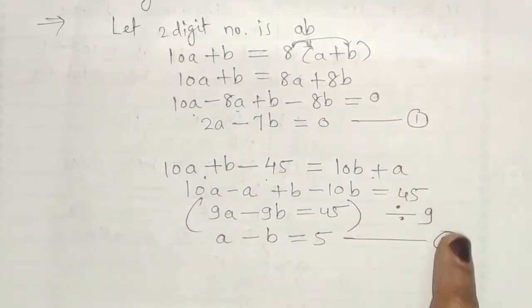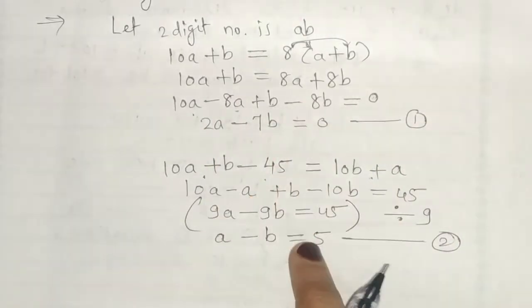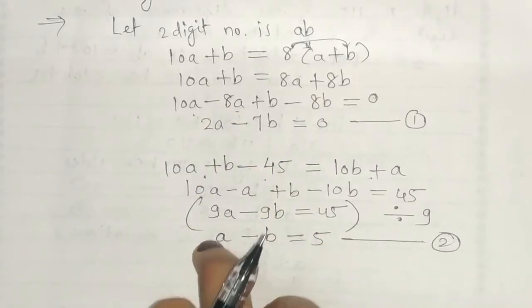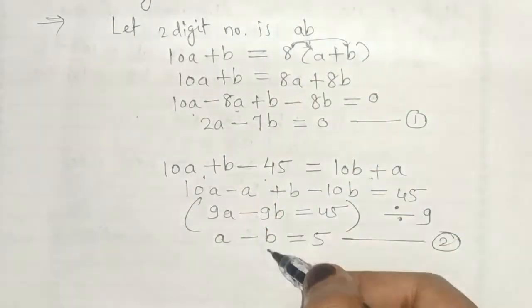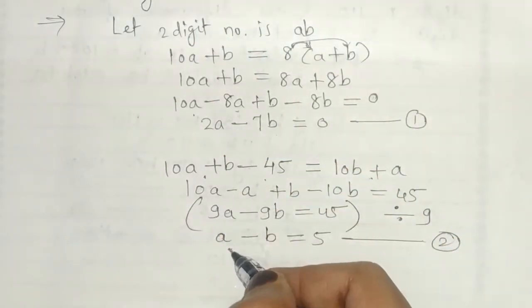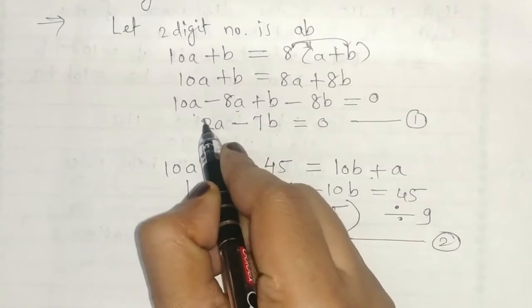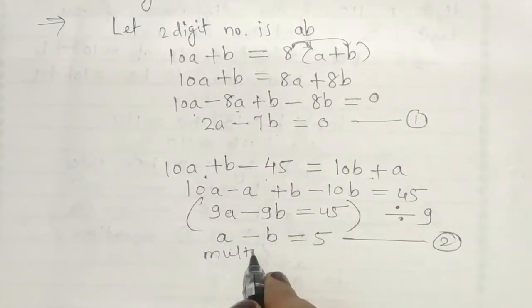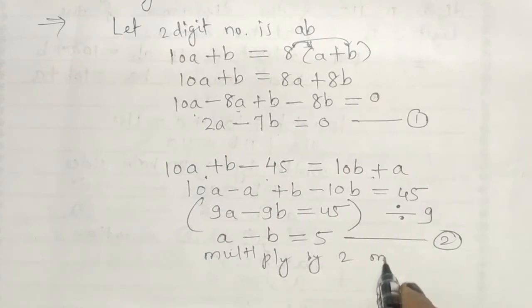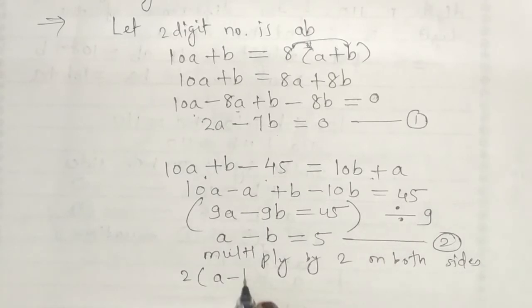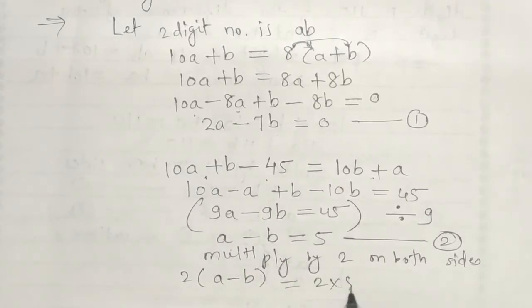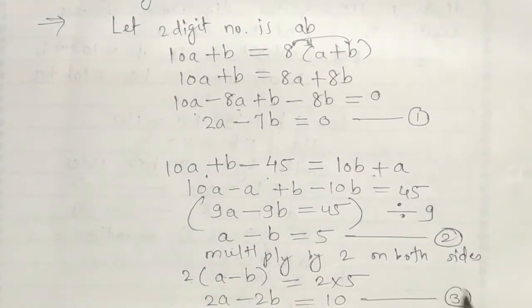So if you now see equations 1 and 2, we cannot cancel A's or B's because here the coefficient is 2 and here the coefficient is 1, here 7 and here only 1. In order to make the coefficients equal, we can choose either A's coefficient to multiply here or B's coefficient to multiply here, so that we can cancel. So I am choosing A's coefficient 2 to multiply here. Multiply by 2 on both sides. So 2 into A minus B is equal to 2 into 5. 2A minus 2B is equal to 10. This will be your equation number 3.